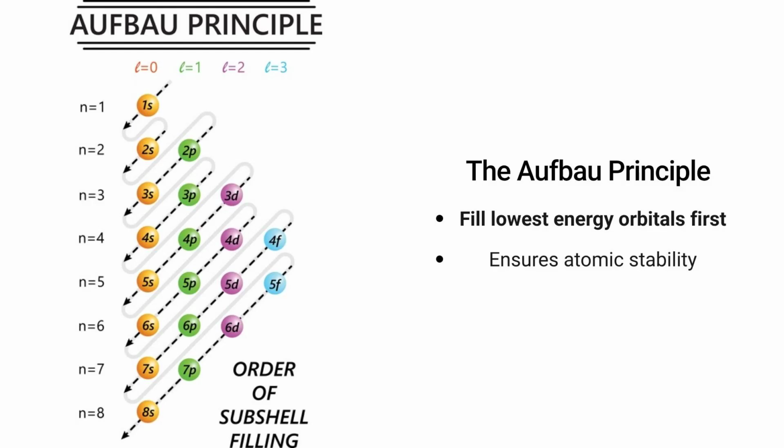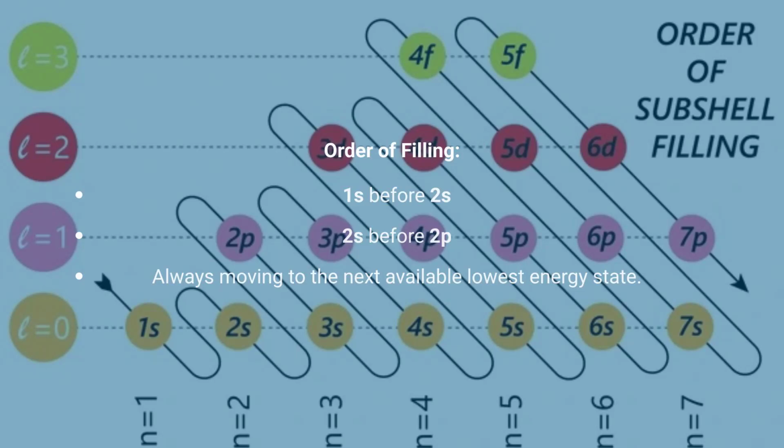Let's start with the Aufbau Principle, a German term meaning building up. This rule states that electrons will always occupy the lowest energy orbitals available first before moving to higher energy ones. Think of it like filling seats on a bus. You fill the front seats first before moving to the back. For instance, the 1s orbital, being the closest to the nucleus, has the lowest energy and is filled first. After 1s is full, electrons then proceed to fill the 2s orbital, which is next in energy. Only once 2s is completely filled do electrons then start to occupy the 2p orbitals. This systematic filling ensures the most stable electron configuration.